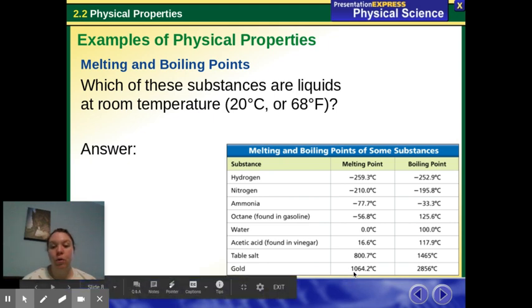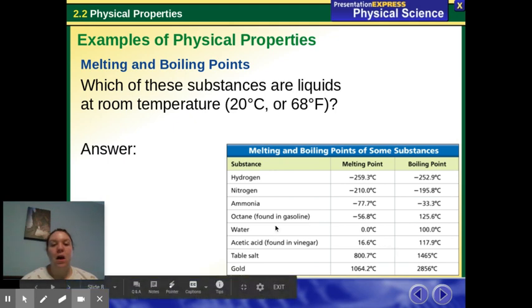So for example, gold, 1064.2 degrees Celsius is its melting point, and its boiling point is 2,856. 20 degrees does not fall between here. Gold is actually solid at room temperature. That's not surprising though. Table salt, same thing. Table salt, what's sitting on your table, is not liquid at room temperature. 20 degrees does not fall between here. Acetic acid, which is found in vinegar, 20 degrees does fall between here. So vinegar is liquid at room temperature.